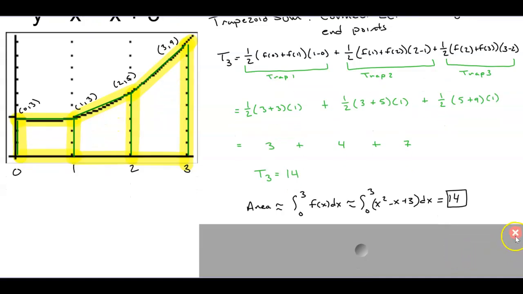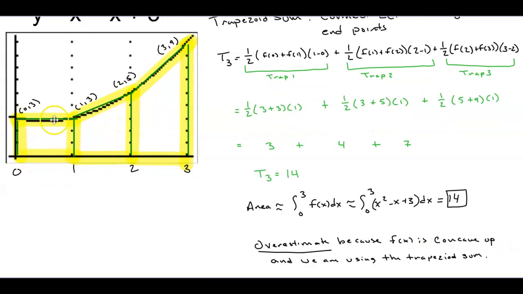And then if you look at it, this is an overestimate, and when we do estimations for trapezoids, we actually look at the concavity. So this is an overestimate for the area because f of x is concave up, and we are using the trapezoidal sum. If it was concave down, and you created the trapezoids, you would see that there would be area above the curve that we didn't calculate, so that would be an underestimate.